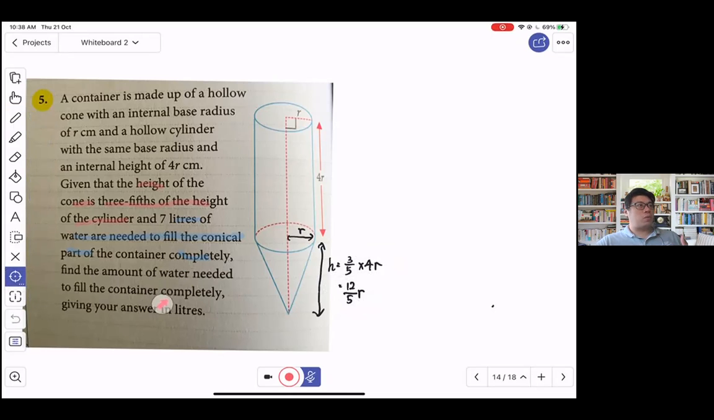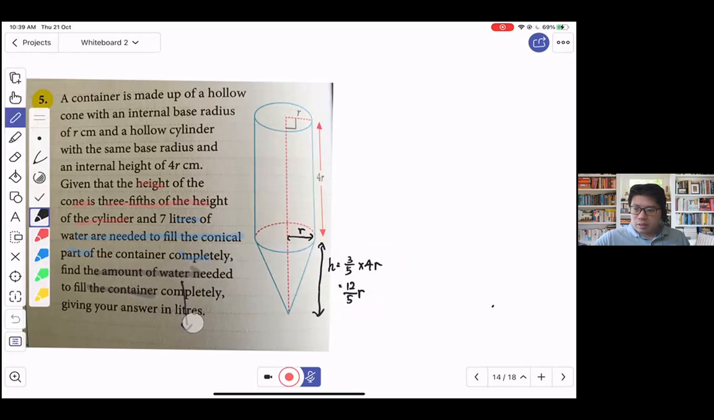Okay, if you work backwards, I want to find the amount of water needed to fill the container completely. So that will tell you something. I know that this is 7 liters, right? I need to know how much water can sit here, right? So backtrack from this question, what you will need is the volume of the cylinder and also the volume of the cone, which is given as 7 liters.